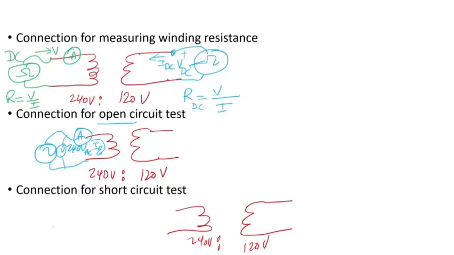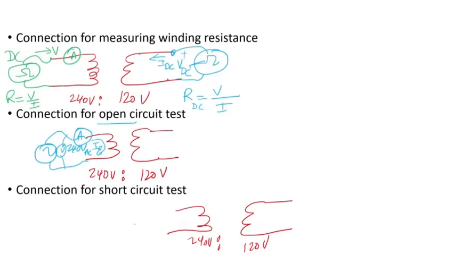So the open circuit test typically is done on the side with the low voltage. The short circuit test is typically done on the high side, or the side with the high voltage. For the purposes of what we're doing, let's assume we don't have an issue. We can apply it on the 240 volt side.